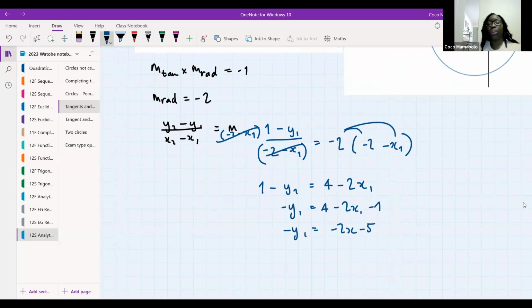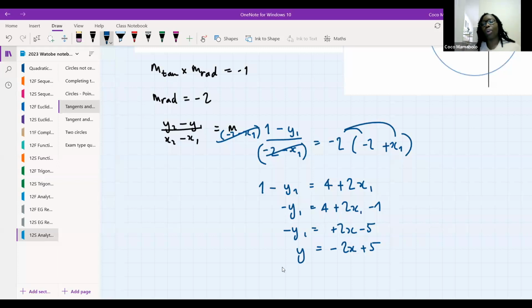Whew. I went far. Okay, this was positive actually, plus 2x. Now I need to divide through by negative to get my y on its own. Y is equal to negative 2x plus 5. Okay, do you see how we end up with a straight line equation again?